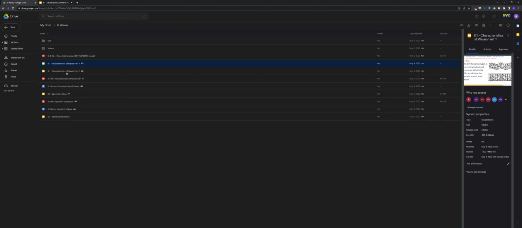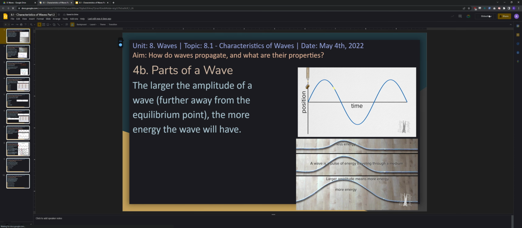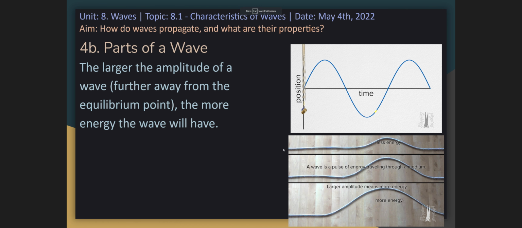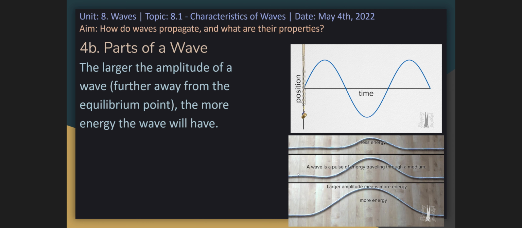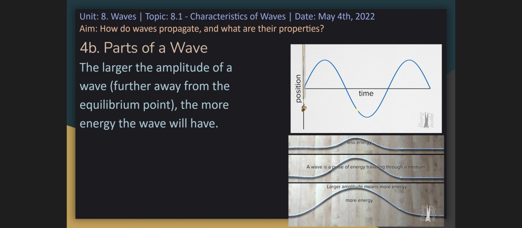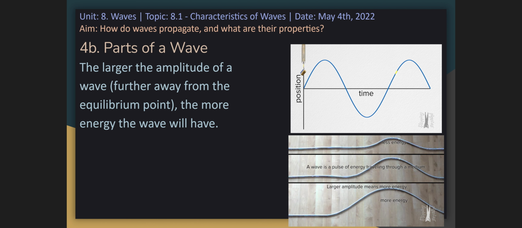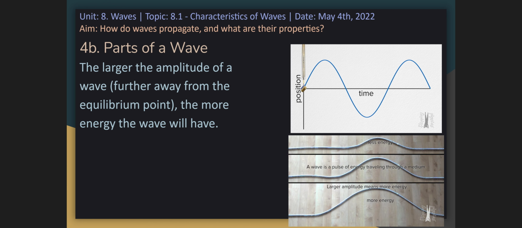All right, so let's move on to part 2. Again, the larger the amplitude, the more energy you will have. That's really the relationship you should understand: higher amplitude, larger amplitude, more energy. Lower amplitude, less energy.